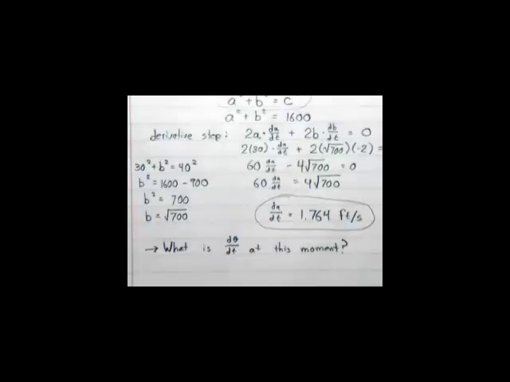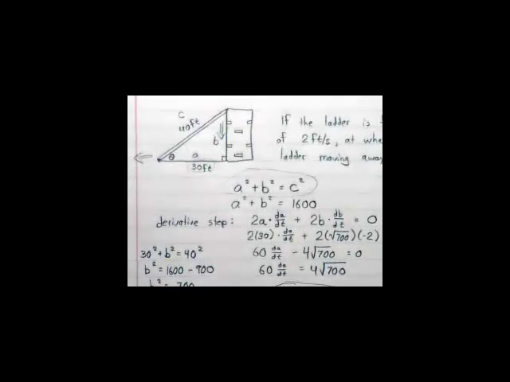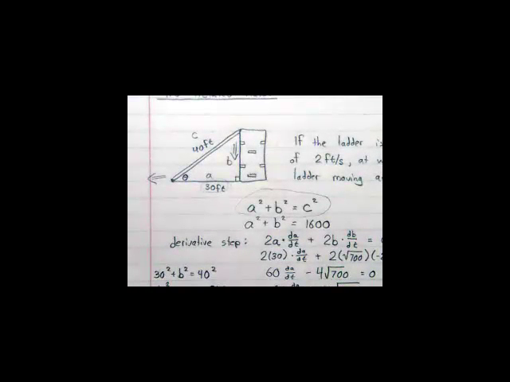So what is d theta dt at this moment? Okay, so since I'm looking for d theta dt, I need to figure out a way to relate theta to the stuff that I have in here. So, any ideas? Do a cosine, okay. So cosine of theta equals what? Okay, just don't worry about plugging in first though, just do the variables. A over C, okay.